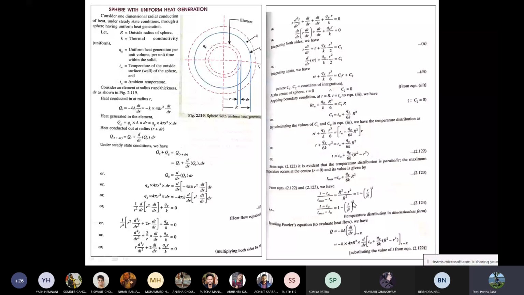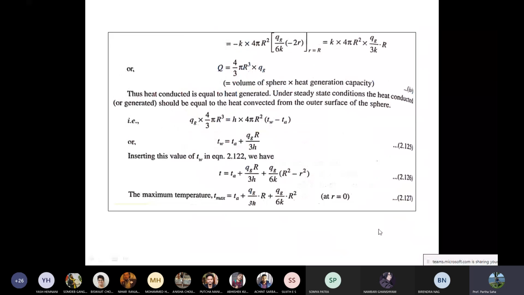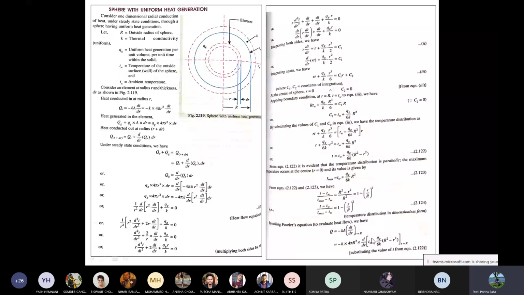Now integrating the Fourier equation for heat flow, we have Q equal to minus k dT/dr at r equal to R, which is minus k 4 pi r squared dT/dr, since the area is 4 pi r squared. We have determined T, right? So substitute the value of T, Tw plus qg/6k (R squared minus r squared), and put small r equal to capital R. If you take the derivative, the constant vanishes and it becomes minus 2r, right? So minus k 4 pi r squared times minus 2r times qg/6k. That is what is happening.